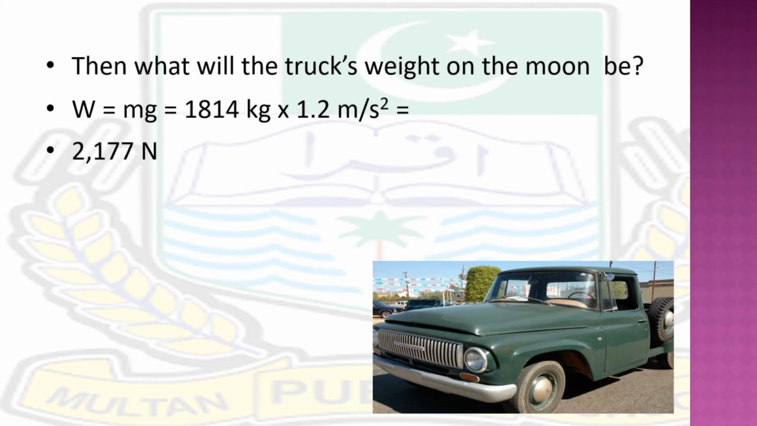Then what will the truck's weight on the moon be? Yes, we can calculate that by using this equation again. W = mg, and 1814 kg is the mass of the truck, and 1.2 meters per second squared is the value of g on the moon. So after multiplying, we get the answer, that is 2177 newtons. The weight of the truck will be 2177 newtons on the moon.